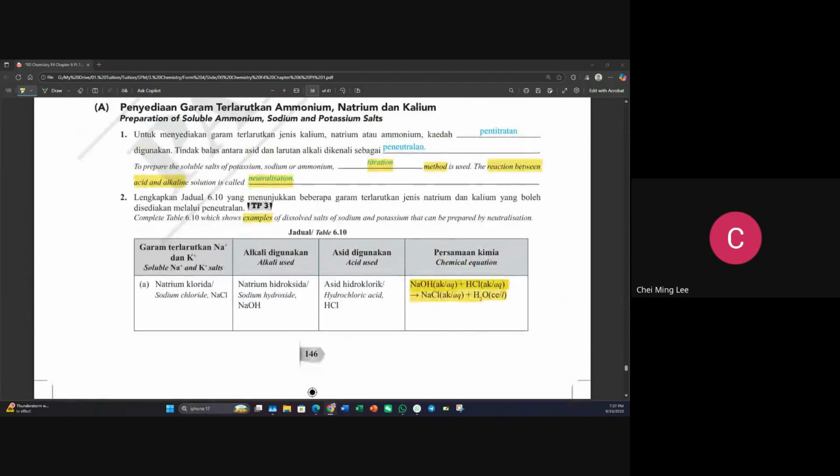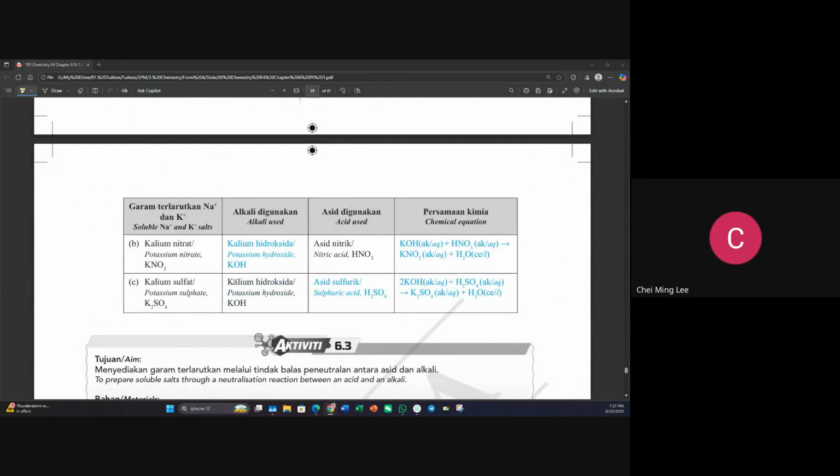Now let's see the next one: potassium hydroxide with nitric acid becomes potassium nitrate with water. So if we want to get a metal nitrate, we use nitric acid. If we want to get a metal sulfate, we use sulfuric acid. If we want to get a chloride salt, we use hydrochloric acid.